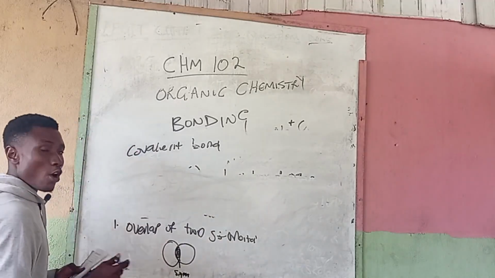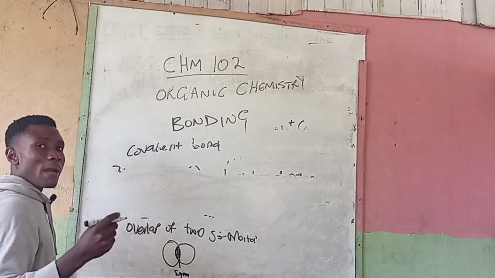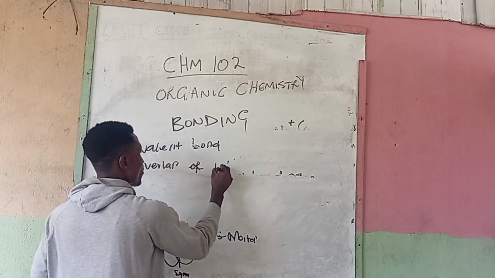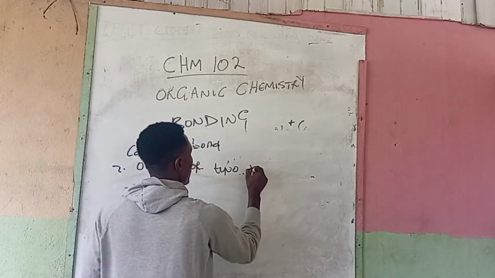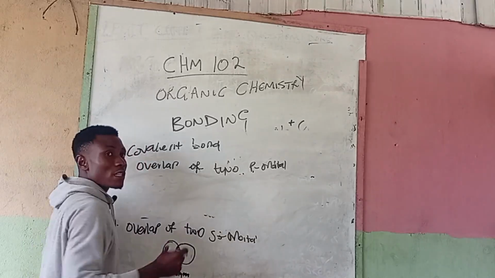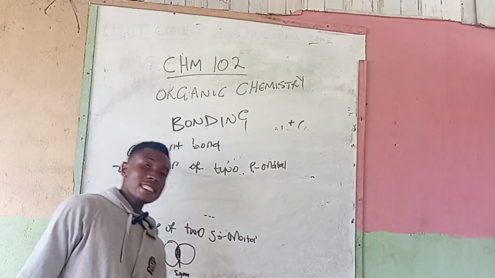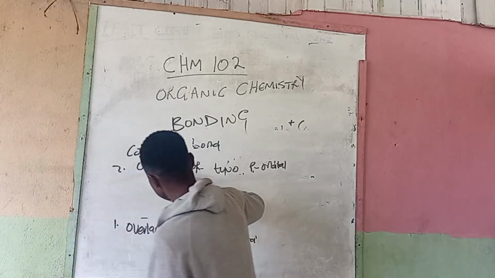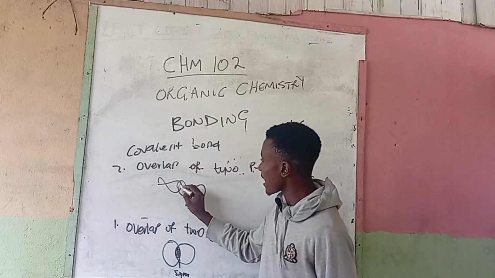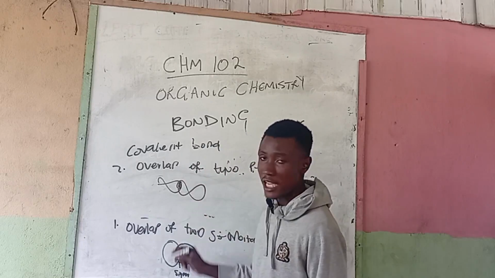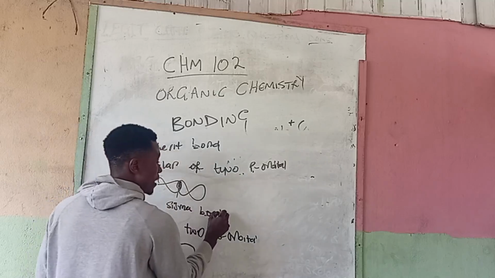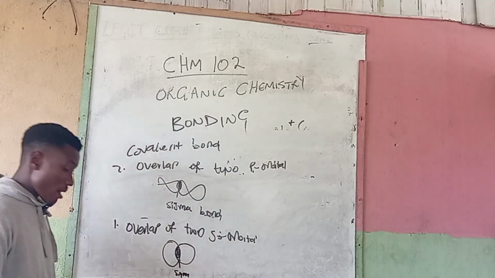So the second formation of the sigma bond is the overlap of 2p orbitals. Remember I said the 2p orbital is a dumbbell shape, like a number 8 that has fallen down. So we are going to have one 8 and another 8 here, and the place where they meet, this point here, is what is known as the sigma bond. It's where the sigma bond is being formed.